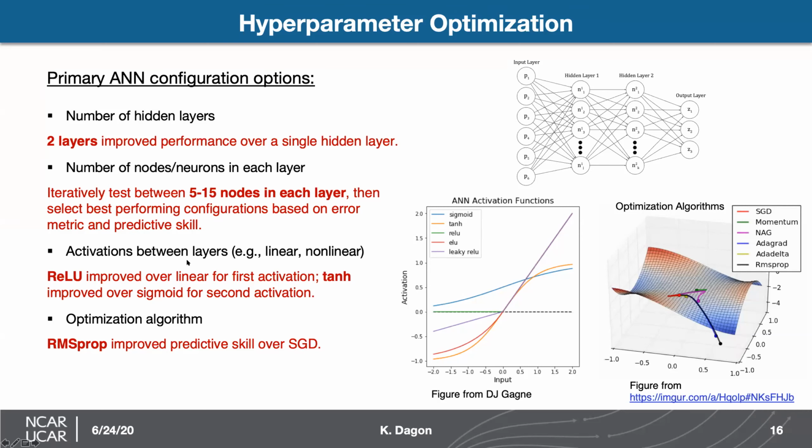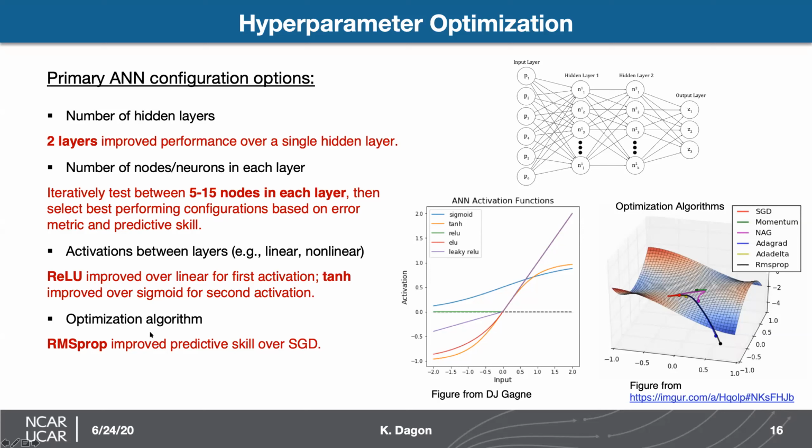So activations have been mentioned a couple of times. These are the linear or nonlinear functions that you're using in between the different layers. I'm including this figure from David John, plotting different activation functions, just as a reminder. And for me, I found that ReLU improved my performance when I used that as the first activation. I also found that the hyperbolic tangent improved over sigmoid for the second activation.